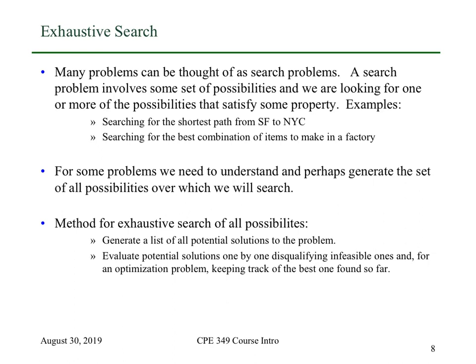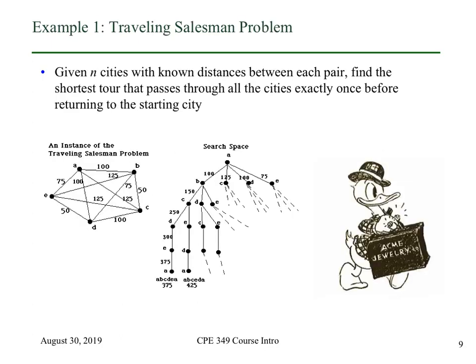And what we're going to do is talk about how you would apply exhaustive search to those problems. So remember how that's going to work. The idea is that we generate a list of all the potential solutions to the problem, and then we evaluate all those solutions, disqualifying infeasible ones, and, if it's an optimization problem, keeping track of the best one found so far.